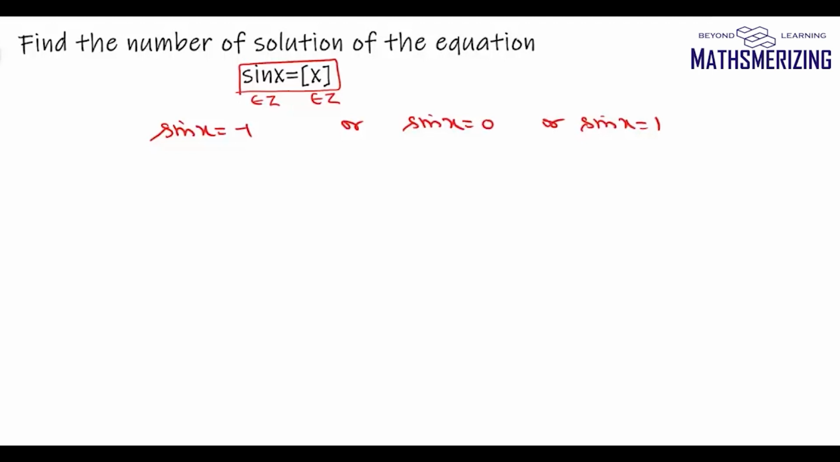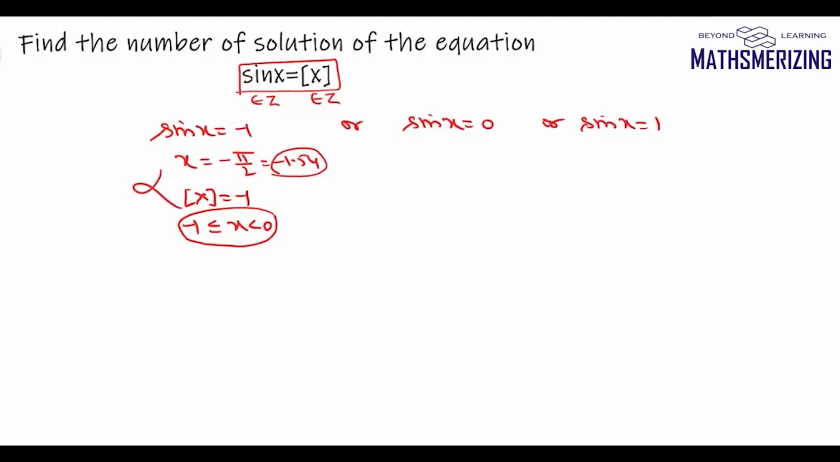Now, when the value of sin x is -1, the value of x is minus pi by 2, which is minus 1.57. And if I take the greatest integer function of x also as -1, then I know the value of x should lie between -1 and 0. Now, minus 1.57 doesn't lie in this interval. So there is no simultaneous solution in this case. So I won't get any solution from this.